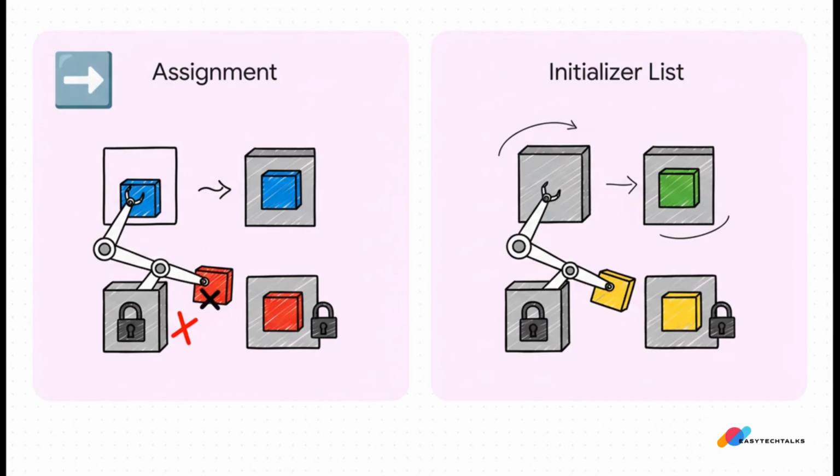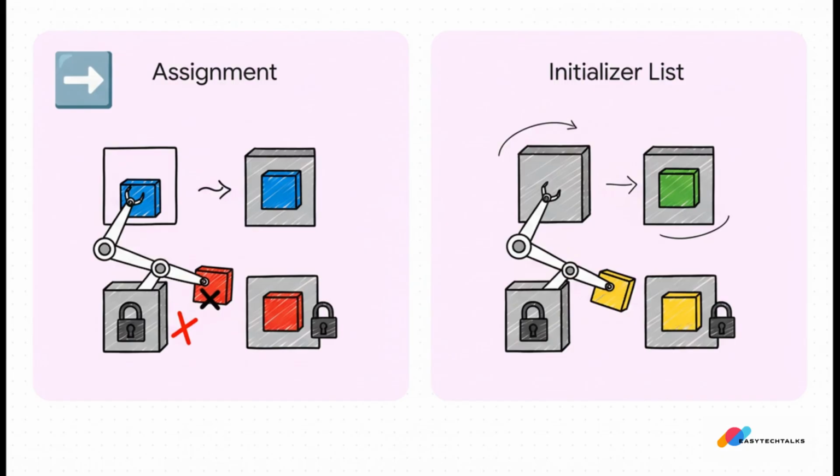Okay, listen up, because this is a subtle but super critical point. You can set values inside the constructor's curly braces, like you see on the left. But that's assignment. The true C++ way, the more efficient way, is using a member initializer list, like you see on the right.